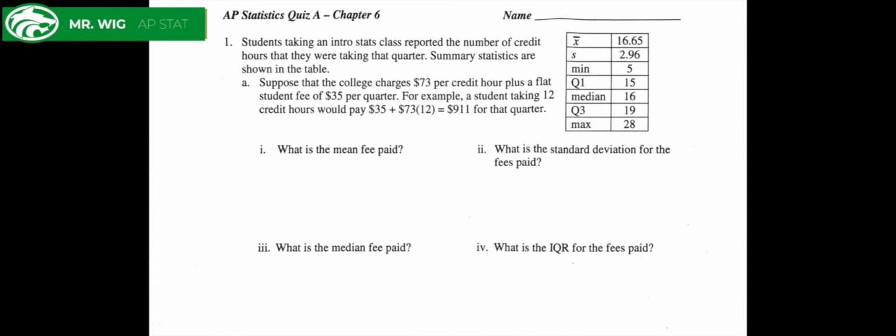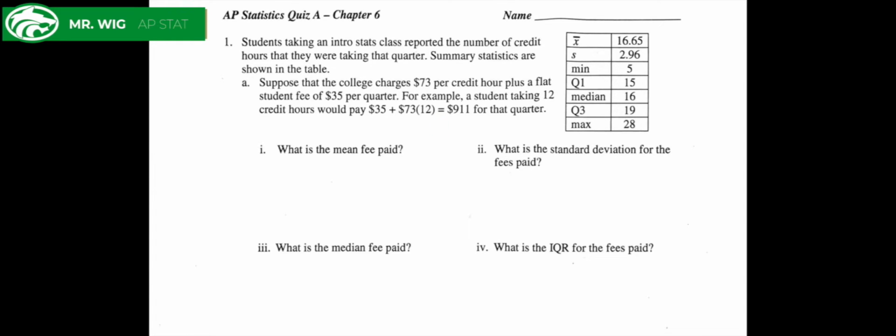Okay, chapter 6, this is your practice quiz. So in number 1, we had a few things. Number 1 was asking us to find the mean, the standard deviation, the median, and the IQR for an existing set of data, but has been transformed in a certain way.